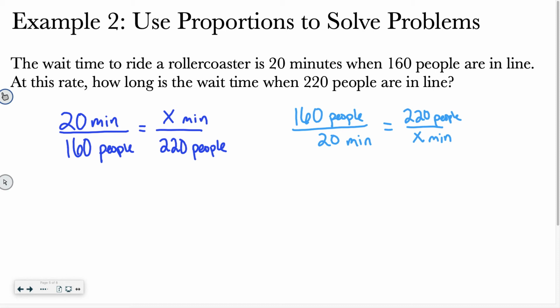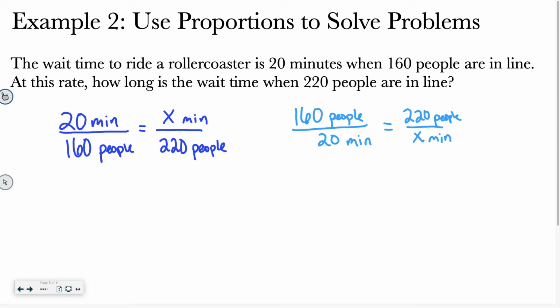When you are doing this, notice that I always kept people and people on the same level. Like in the first one, they're both on the bottom. They're both in the denominator. On the second one, the people are both in the numerator. And then same with the minutes. On the first one, I kept the minutes all on top. And on the second one, I kept minutes all on bottom. So it's really important that your labels match when you are on the same level.